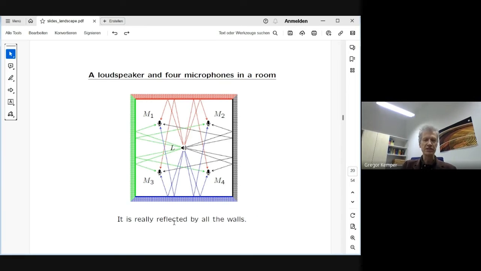Now, what happens, of course, is that the loudspeaker is omnidirectional, so it sends out its sound and it gets reflected at all the walls, not only one. So there's a lot going on in that room, and all the echoes get received by the microphones. Now, the problem, of course, is sound has no color, right? So the microphones just receive a slew of echoes, but they don't know which is which.